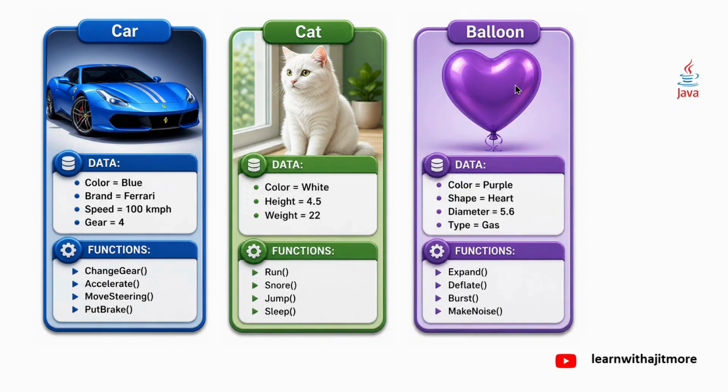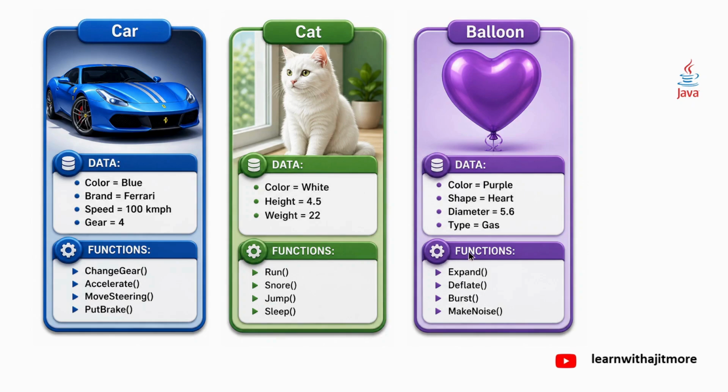Take another example of a balloon. If you take a balloon, will it have color? Will it have shape, diameter, type? Type means by what you have expanded it: by putting water in it, air or gas. So these are the characteristics.